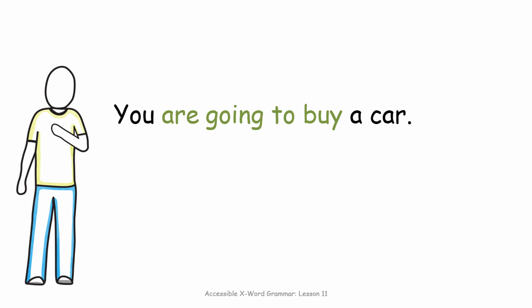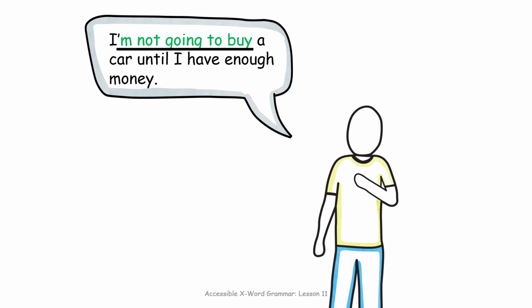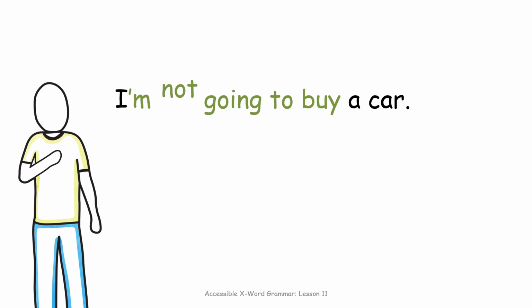To make a question, move the X word in front of the subject and add a question mark. Are you going to buy a car? I'm not going to buy a car until I have enough money. To make a negative, add not or its contraction, n't, after the X word.